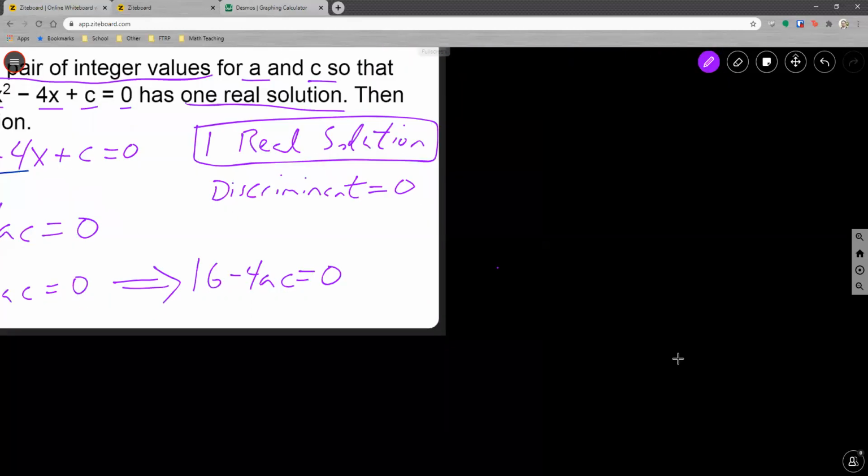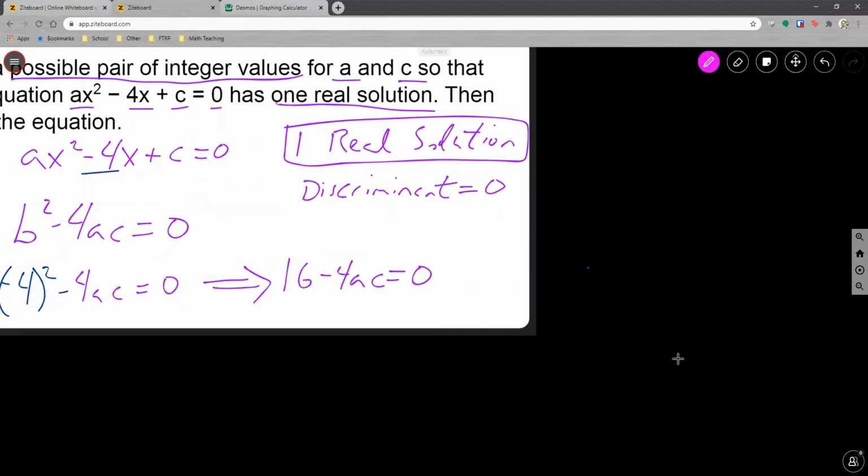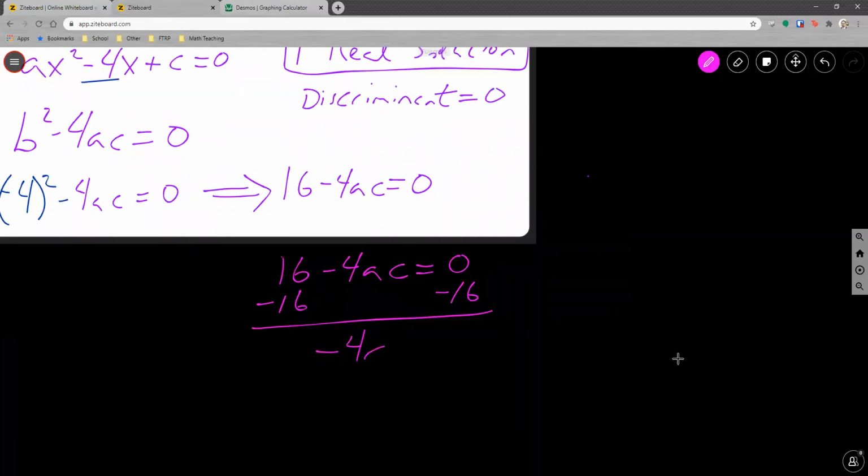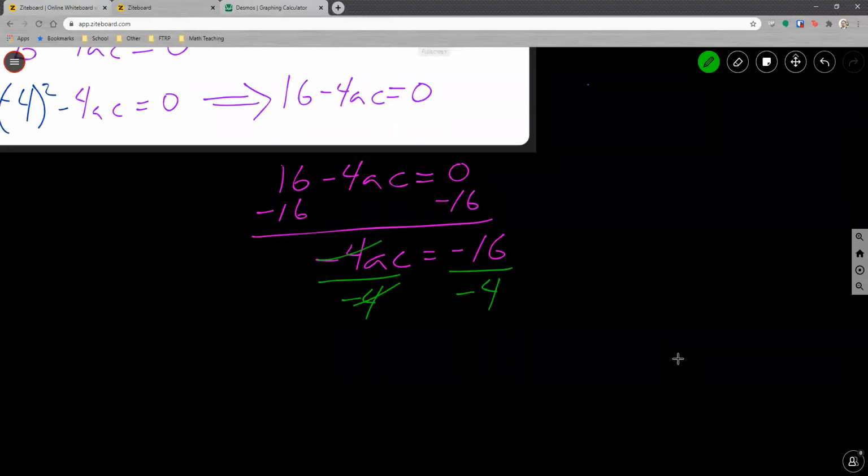Now I just got to do some algebra. I'll rewrite it down here. 16 minus 4 times ac equals 0. I'm going to subtract 16 from both sides. So I'm going to have -4 times a times c equals -16. I'm going to divide by -4 on both sides. Cancel, cancel. I get ac equals 16 divided by 4 is 4. Negative divided by negative is positive. So I basically need to find an a and c that equal 4.